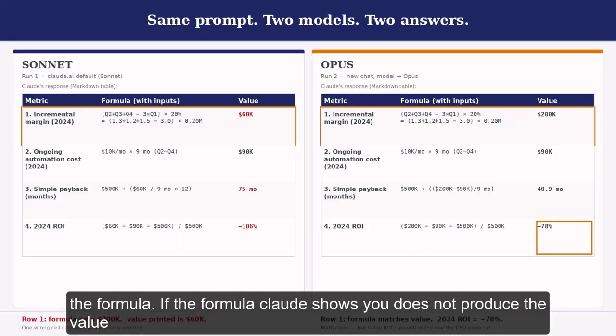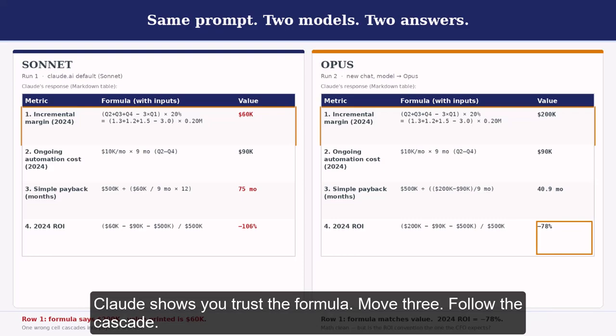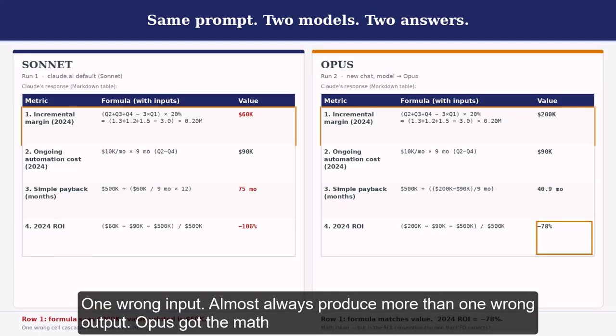Move 2. Recompute the formula. If the formula Claude shows you does not produce the value Claude shows you, trust the formula. Move 3. Follow the cascade. One wrong input almost always produces more than one wrong output.